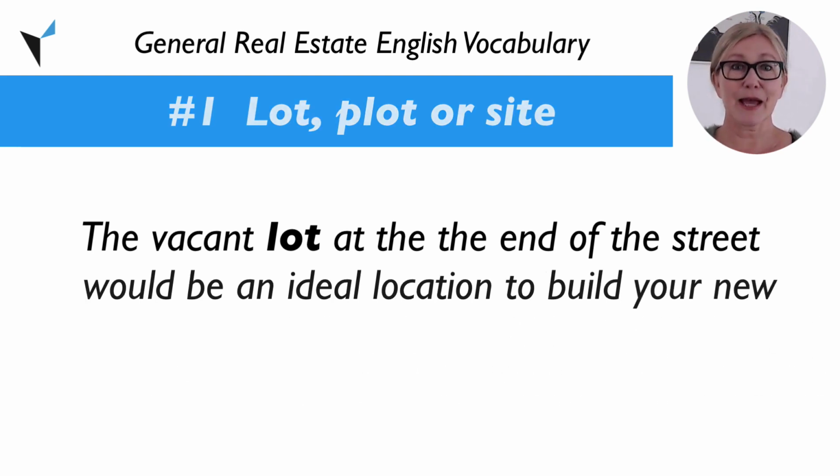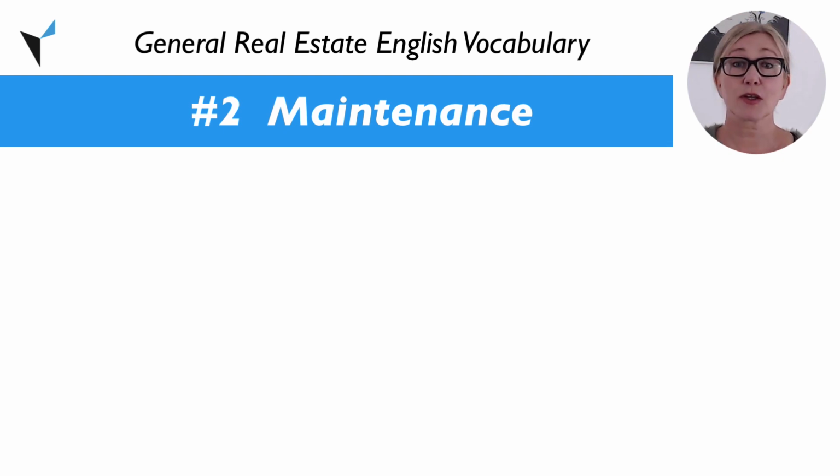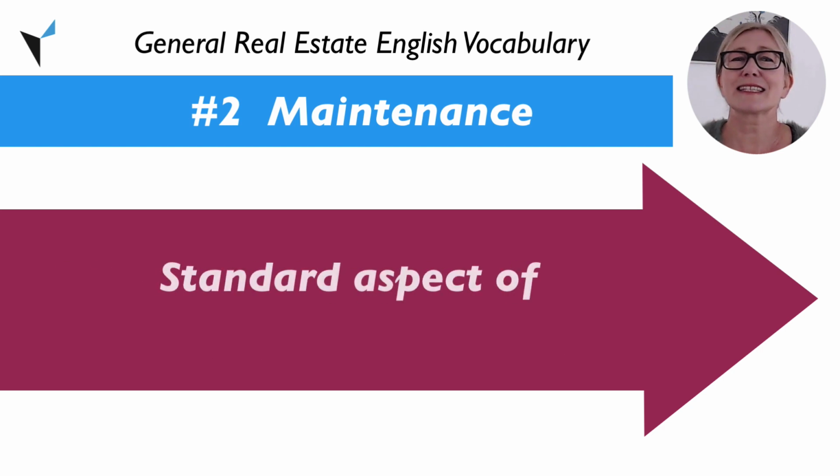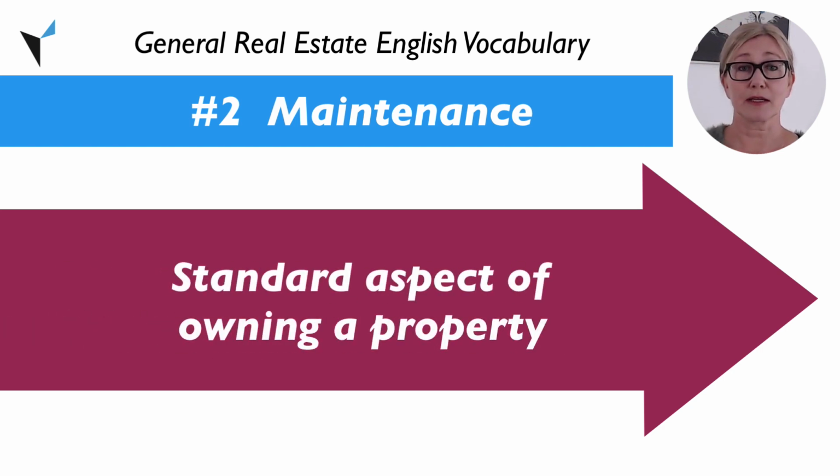Next up is maintenance. The term maintenance refers to regular monitoring and upkeep of a property in order to minimize the amount of damage to its structure and contents. Maintenance is a standard aspect of owning a property. Equipment breaks and needs to be repaired, plants and trees need to be cared for, and buildings sometimes need a new coat of fresh paint. The word maintenance can be used to describe all of these activities.